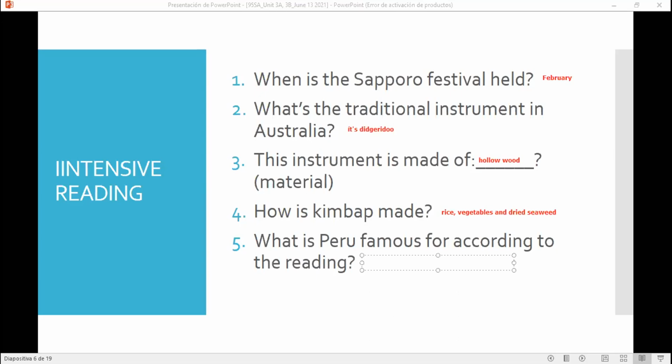Handicraft. Because of its handicrafts. Very good. Muy conocido por sus manualidades, ¿no? Por todo lo que ellos... those very nice, the very nice handicrafts they made.